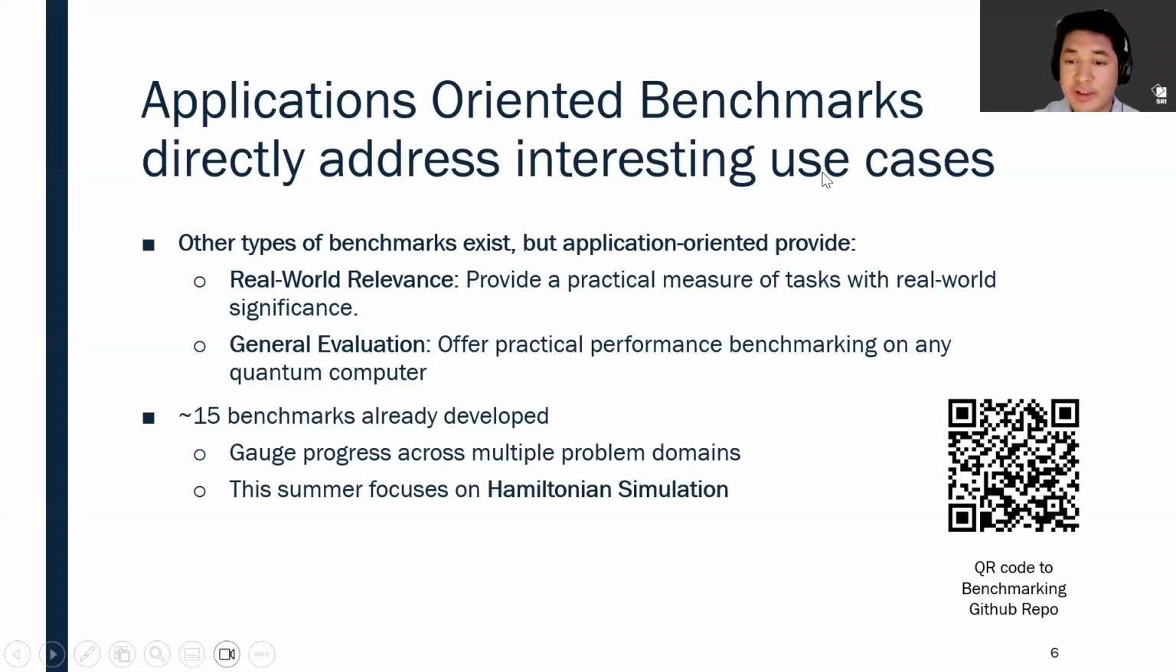You can scan that QR code. I'll have it in a few other places in this intro section, and you can see the work done on the GitHub so far. These benchmarks gauge progress across multiple different problem domains. And this summer in particular, we focused on developing the Hamiltonian simulation benchmark.